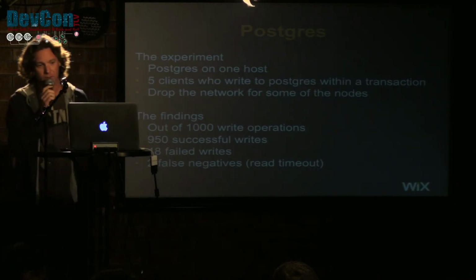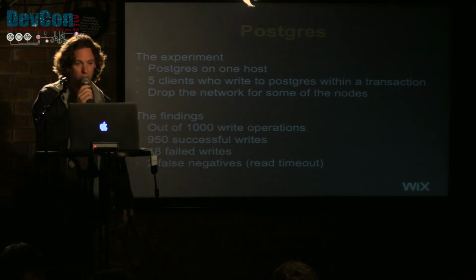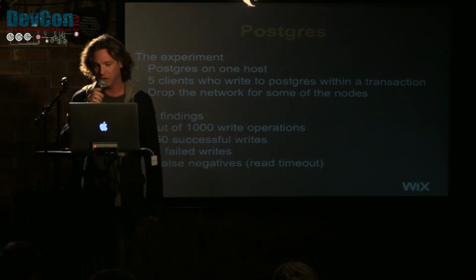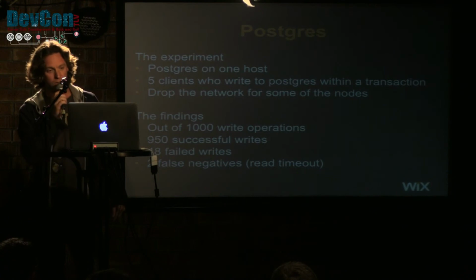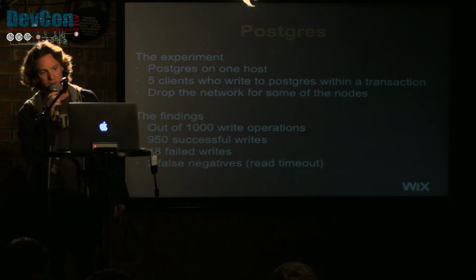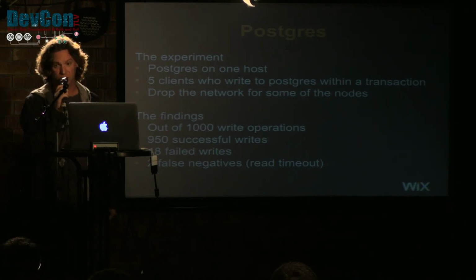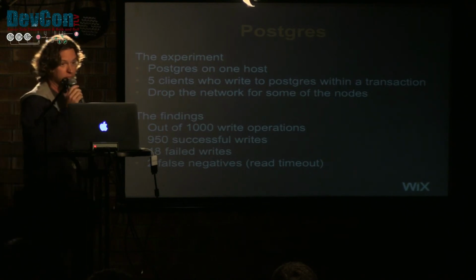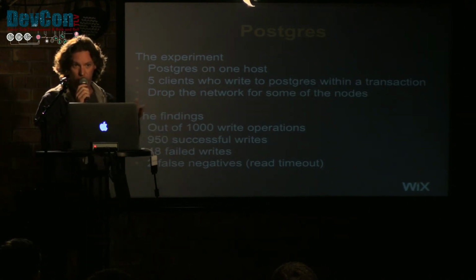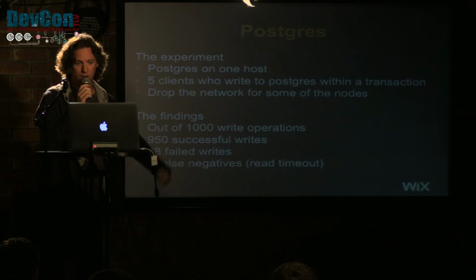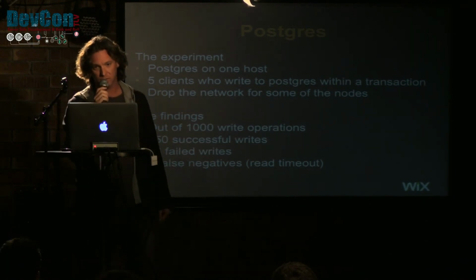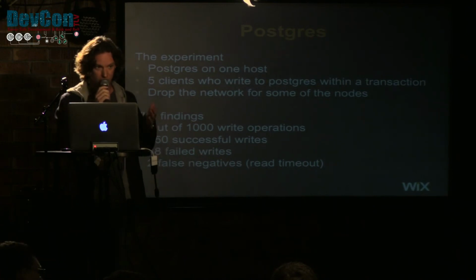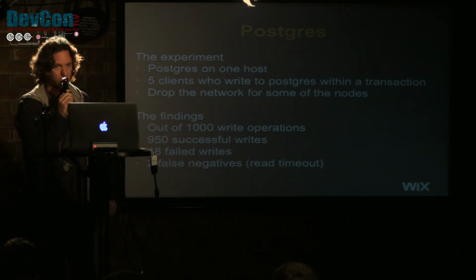In an experiment that was done, 5 clients tried to write to a single Postgres and the network was dropped at some point. Out of 1,000 writes, 950 succeeded. 48 failed, which is fine. We have a failure, we have success, that's fine. But we had 2 writes that were false negatives. The client got an error, actually a timeout error, but those transactions were actually written.